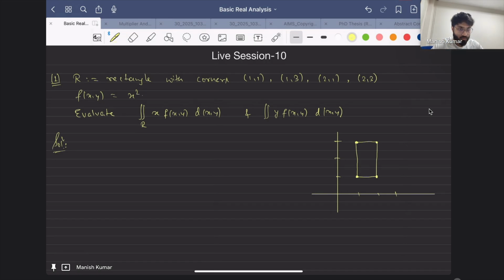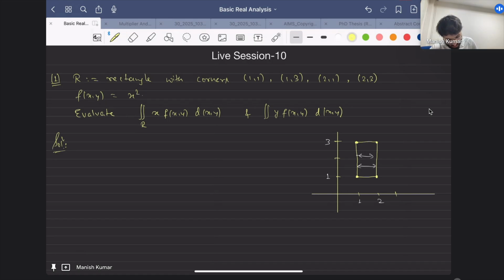Taking it parallel to the x-axis or y-axis. Okay, let's start with the x-axis only. So x is varying from 1 to 2, and, sorry, when I'm saying this, I should look after y. So y is varying from 1 to 3, and x is varying from 1 to 2. It's the same thing, so these are the constants.